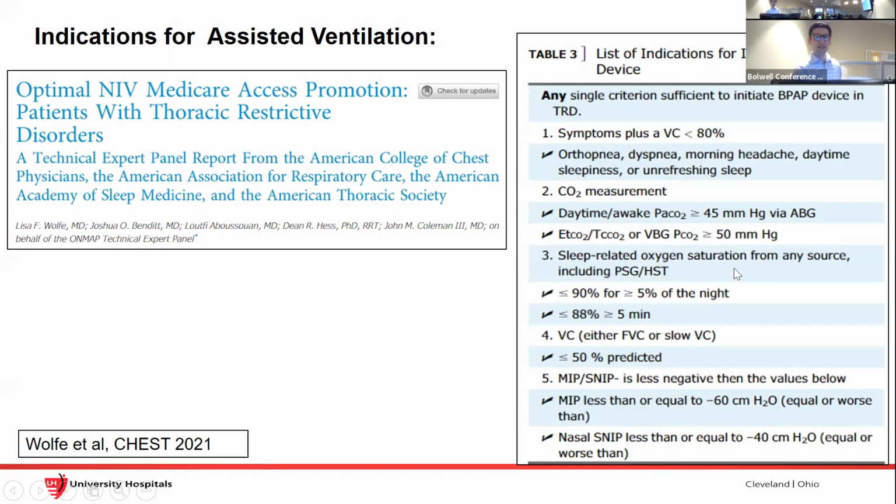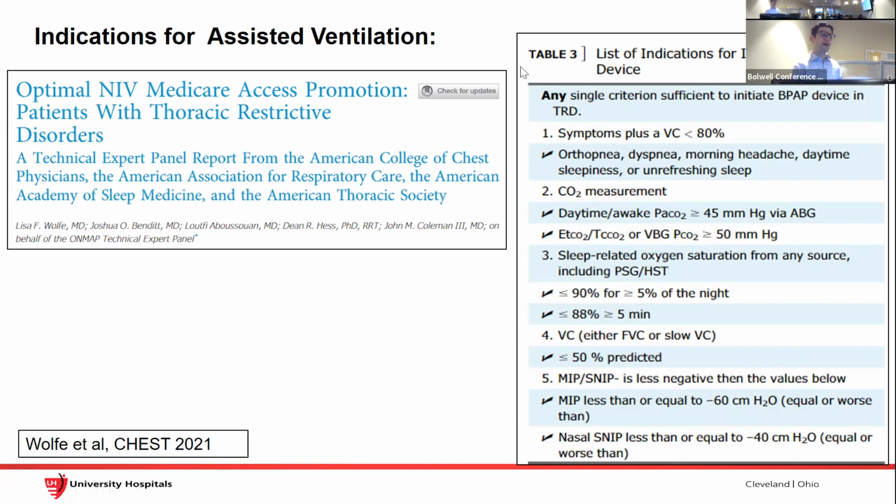Third is sleep-related oxygen saturation from any source. So you don't need a PSG. This is what the group is advocating for, which is less than 90% for more than 5% of the night, or 88% or less for 5 minutes. Then vital capacity, whether it's forced vital capacity or slow vital capacity, right? Some patients can't do the forced maneuver, so they do a slow maneuver. They blow out slowly if they can't create a seal, and they're advocating for less than 50%, and MIP less than either 60 or SNIP less than -40.